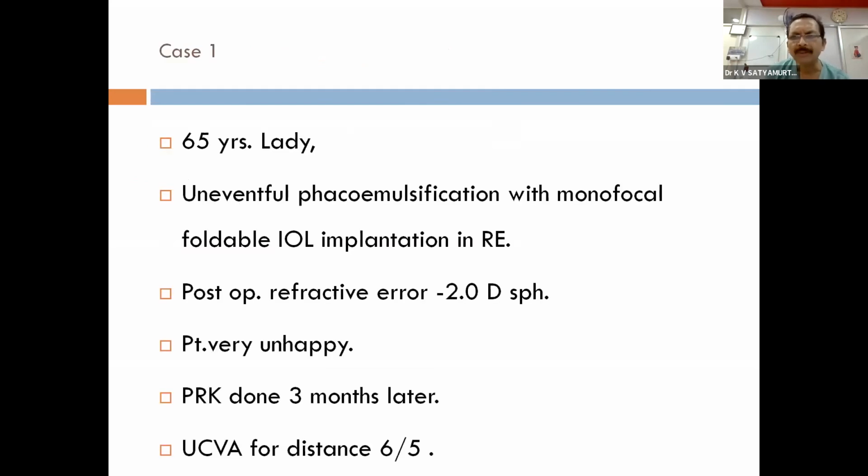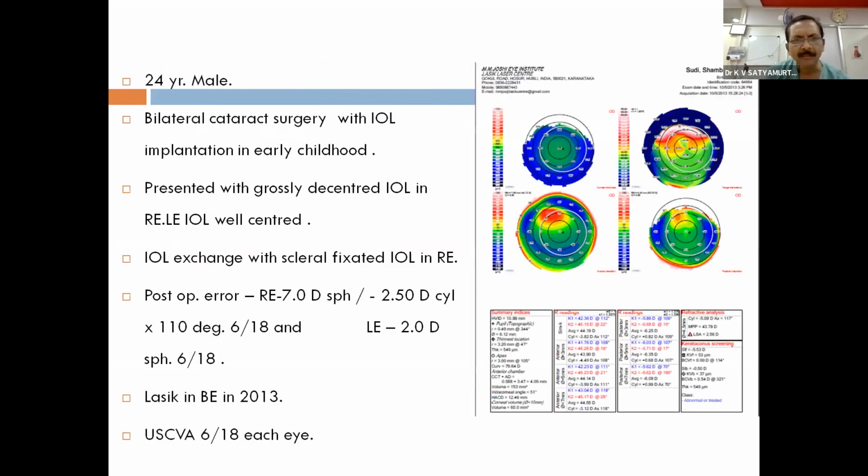So now here is a patient, a 65-year-old lady. She had a surprise of -2 diopters, and PRK was done, and best corrected visual acuity is 6/5, and she is fine even today. And this is a young patient with -7 and -2.5 in one eye and -2 in the other eye. So LASIK was done, and 6/18, it was a congenital cataract. So the patient is having this unaided 6/18 vision and doing well.